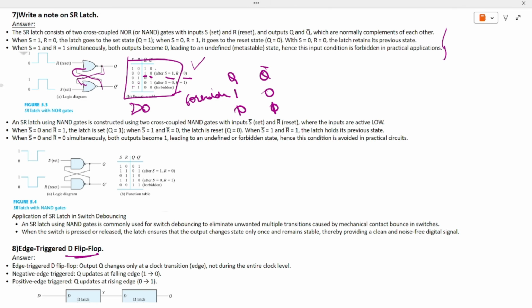You can also construct it using NAND gates, which is the same, but you are using two cross-coupled NAND gates. That is cross coupled, right? It is interconnected. This is connected between this, and this is connected to the lower NAND gate. That is called two cross-coupled NAND gates.